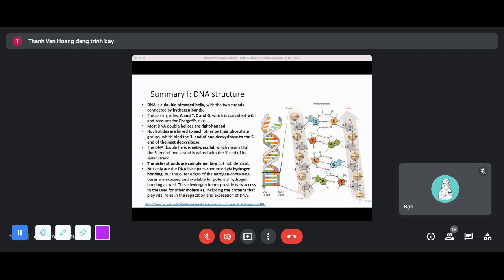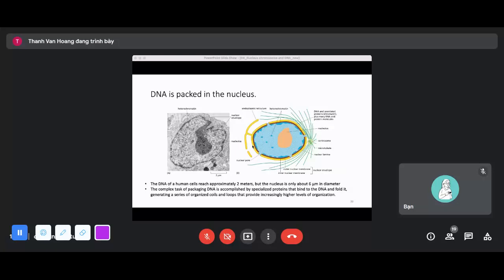The DNA double helix is right-handed, as you learned, and the direction is important, going from 5' to 3'. The two polymers of the double-stranded helix are anti-parallel, and they are complementary, right? With this, we can move to the next part.